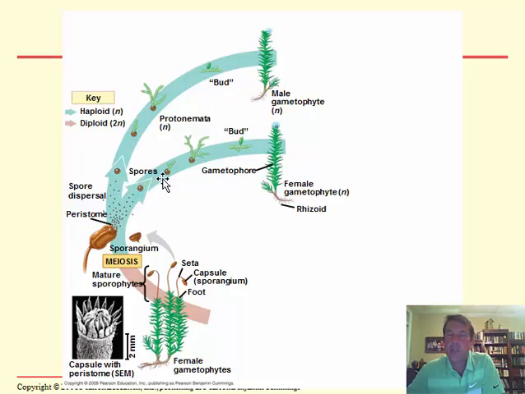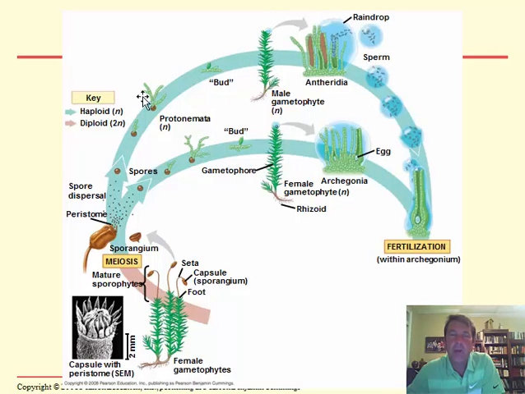Once they germinate and start growing, they can grow into new gametophytes. And these gametophytes can grow. There can be both a male and a female gametophyte. And so as they grow, we can look at the next part. Up at the top, the male gametophytes are going to have the antheridia.